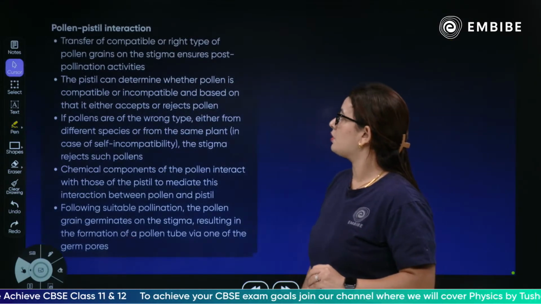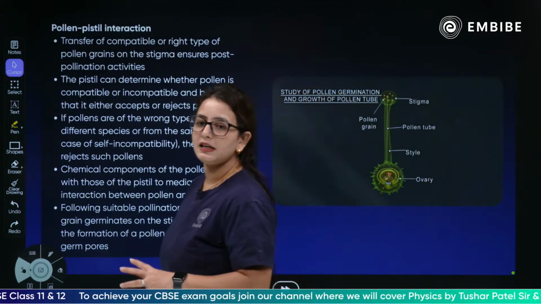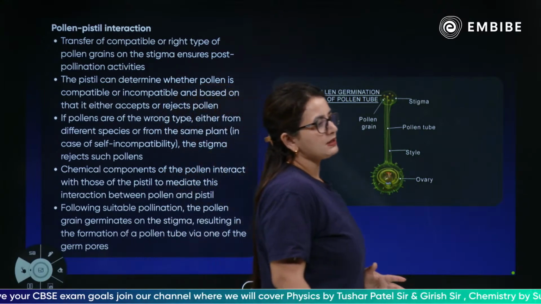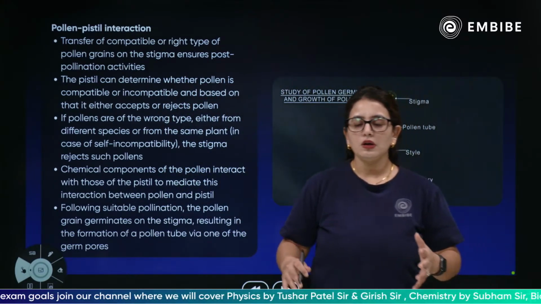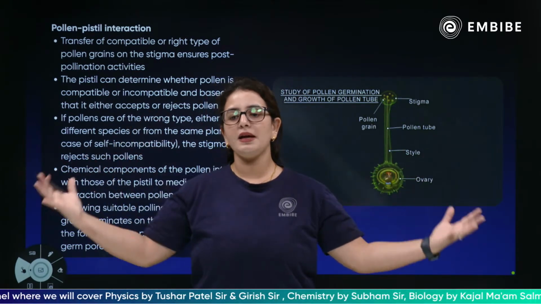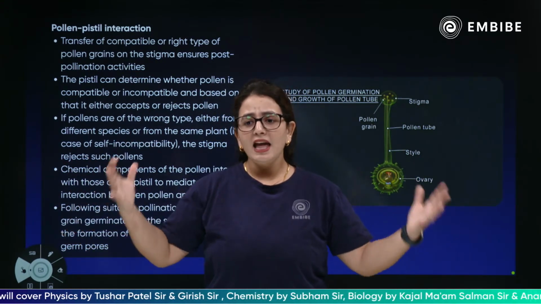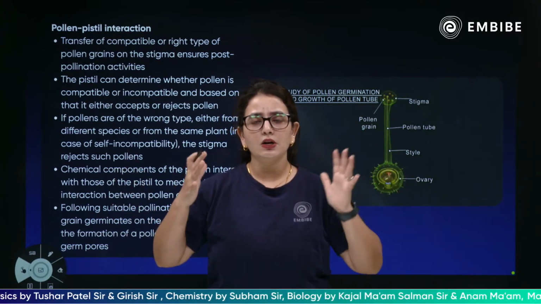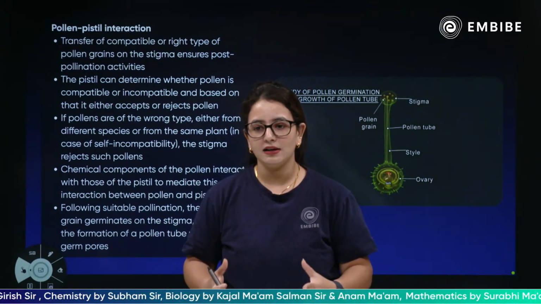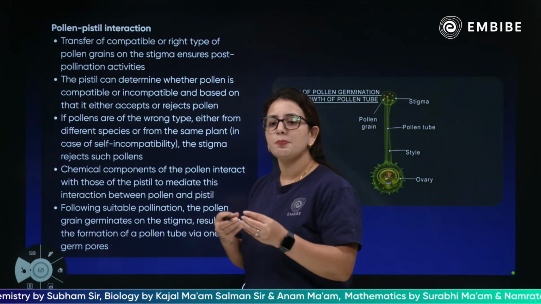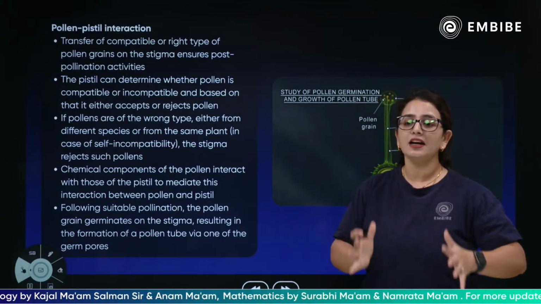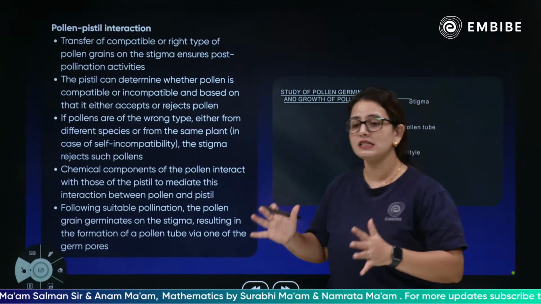Moving forward, next we have pollen-pistil interaction. What is pollen-pistil interaction? There are so many plants nearby, and they produce so many pollens. Not every pollen is going to germinate on the stigma, because that interaction is truly chemical. The pollen-pistil interaction allows only a certain kind of pollen to germinate on the stigma.